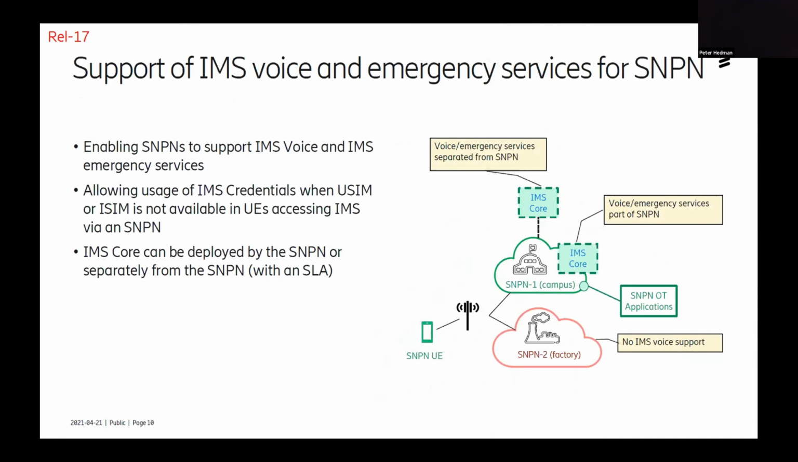And then, in V16, this standalone non-public network didn't support IMS voice or emergency. IMS is the IP Multimedia Subsystem, which uses SIP and RTP for transporting control and enabling voice support. That was not supported in V16. It is being enabled in Release 17, and this IMS can be part of the SNPN or it can be separate.